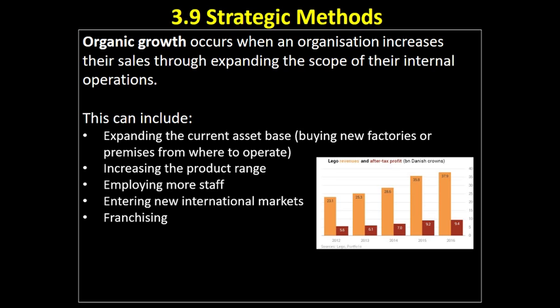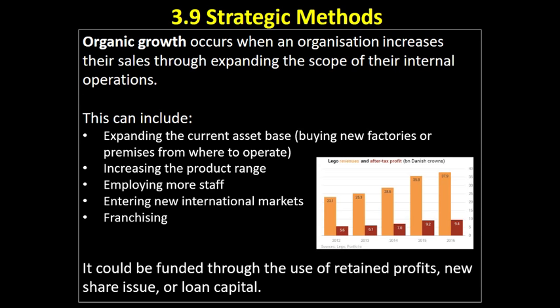Franchising is also a form of organic growth because somebody else is buying into our business. They're buying into our business name. Again, it's an extension of our current business. Our current management system is expanding, and we're taking on new assets, new people, new products to manage.